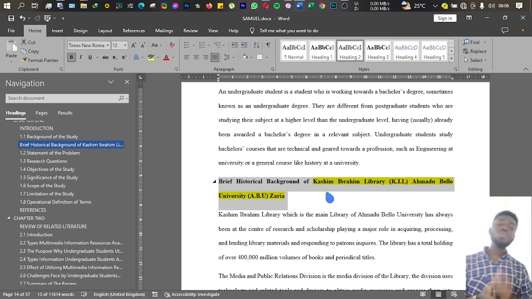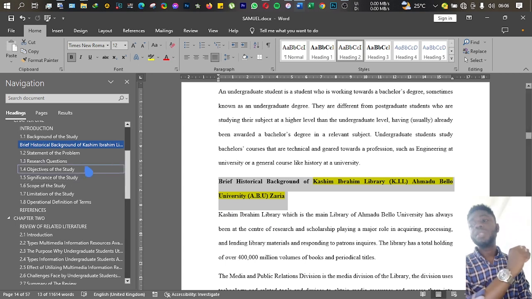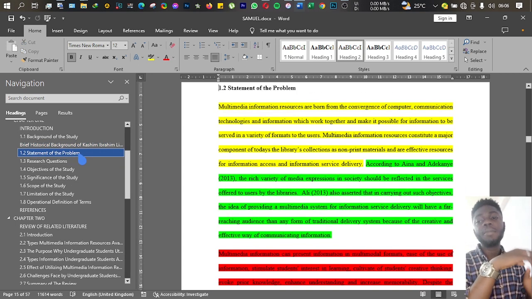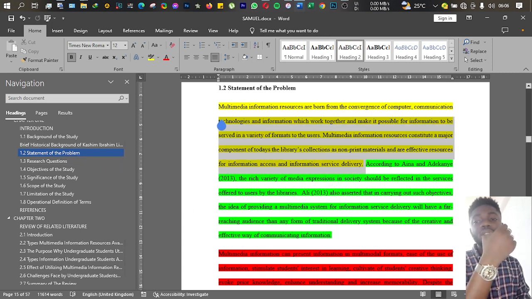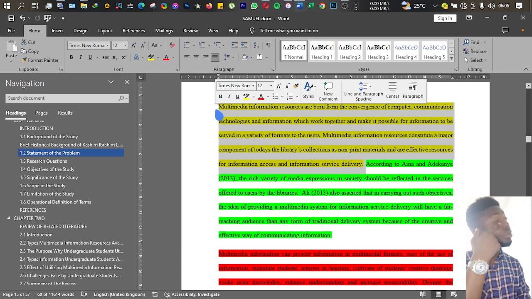Now, when you are done with the location of your study and the background of your study, one of the things you're expected to do is to go ahead and discuss the statement of the problem. In the statement of the problem, you are expected to do a number of things, as you can see on my screen. One of such things is to give us a concise introduction to what you are trying to study.